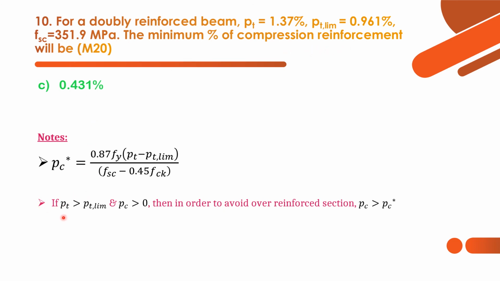And let's see another point. If pt value, that is the percentage of tensile reinforcement provided, is greater than the limiting percentage of tensile reinforcement, and the percentage of compression reinforcement is greater than 0, then in order to avoid over reinforced section, pc shall be greater than pc star. That is, the provided percentage of compression reinforcement should always be greater than the limiting reinforcement percent. This is the concept. We have to provide more reinforcement in the compression section in order to avoid over reinforced section, so that we can get an under reinforced section or the under reinforced beam.